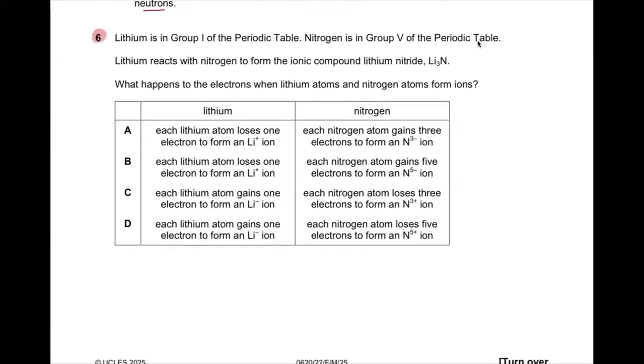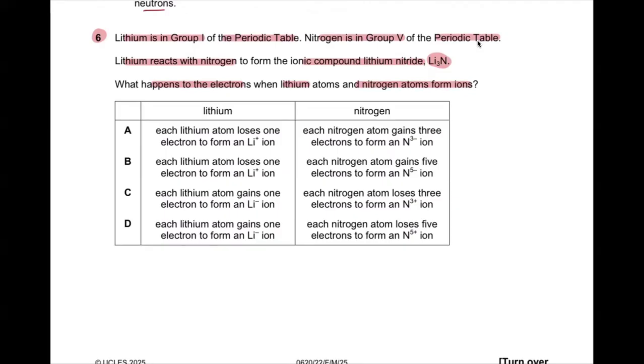MCQ number 6. Lithium is in group 1 of the periodic table. Nitrogen is in group 5 of the periodic table. Lithium reacts with nitrogen to form an ionic compound, lithium nitride, Li3N. What happens to the electrons when lithium atoms and nitrogen atoms form ions?